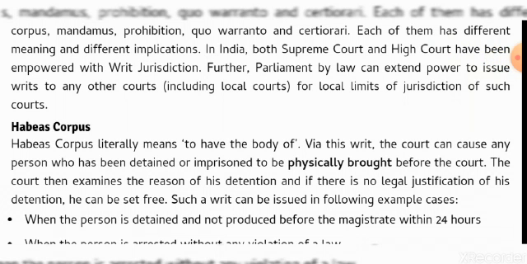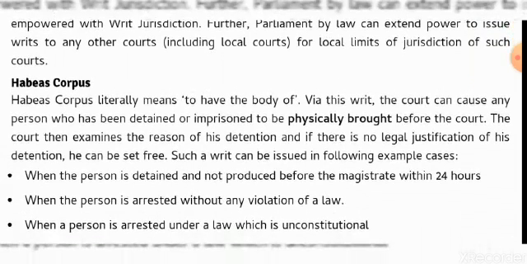In India, both Supreme Court and High Court have been empowered with writ jurisdiction. Further, Parliament by law can extend power to issue writs to any other courts, including local courts, for local limits of jurisdiction for such courts.